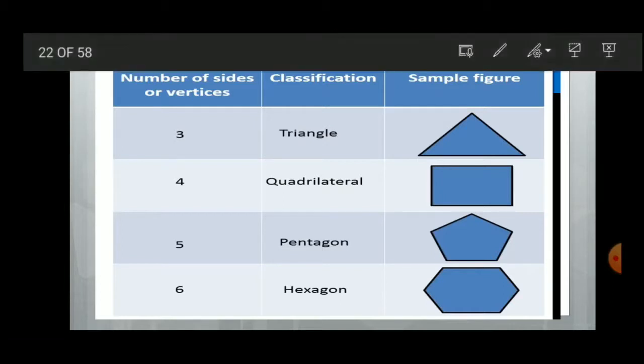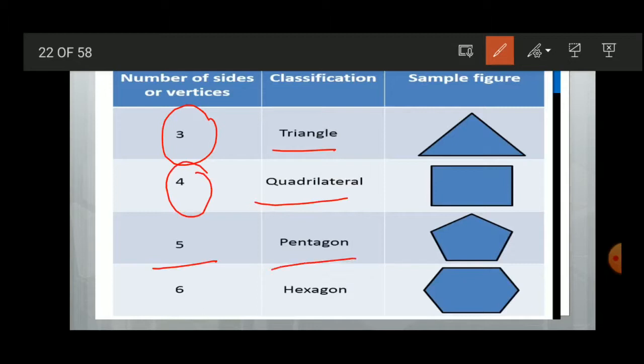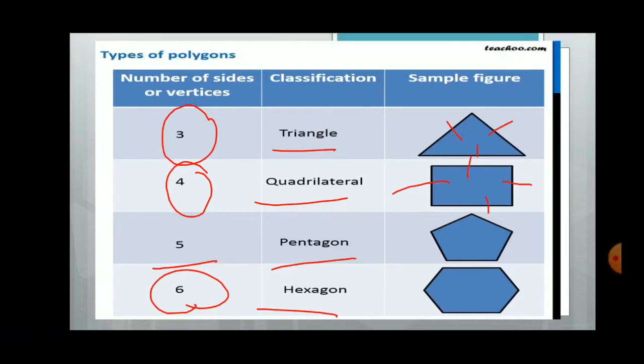The first one is triangle. It is made up of 3 sides. The 4 sided figures are called quadrilaterals. The 5 sided figures are called pentagons and 6 sided figures are called hexagons. So here are the figures also. Here we can see it is made up of 3 line segments, quadrilateral 4, pentagon 5 and hexagon 6.